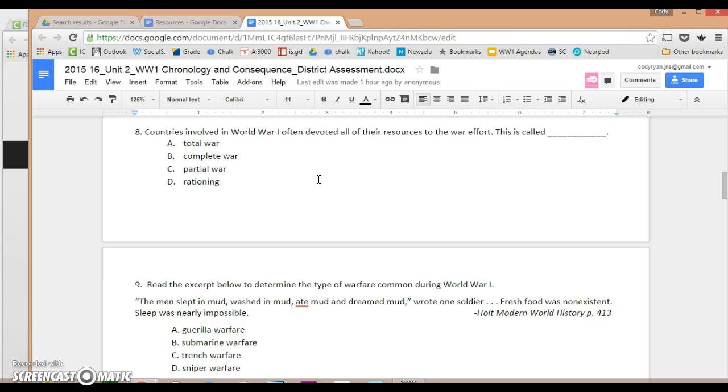So number 8 says countries involved in World War I often devoted all their resources to the war effort. This is called blank. So if a country puts all of their resources to try to win the war, what is that called? Total war, complete war, partial war, or rationing? Which is that strategy where everything is used to try to win the war.